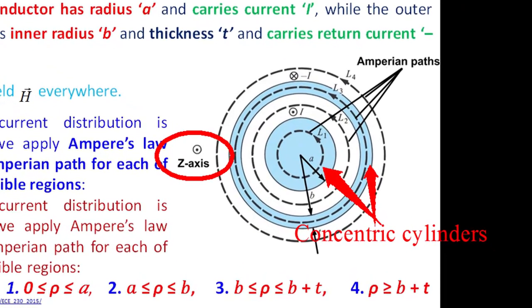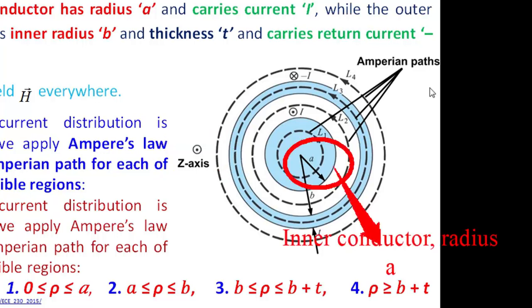Look at this figure. Consider an infinitely long transmission line consisting of two concentric cylinders having their axis along the z-axis, where the z-axis is out of the page. You can see it with the dot in this figure. This shows the outward direction along the coaxial cable.